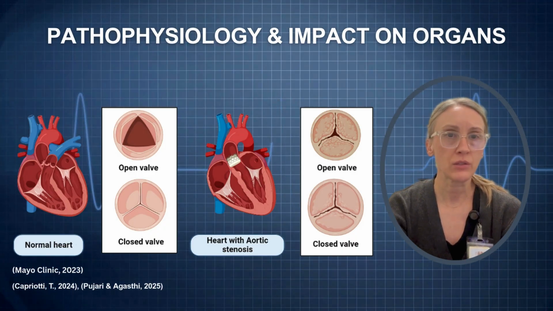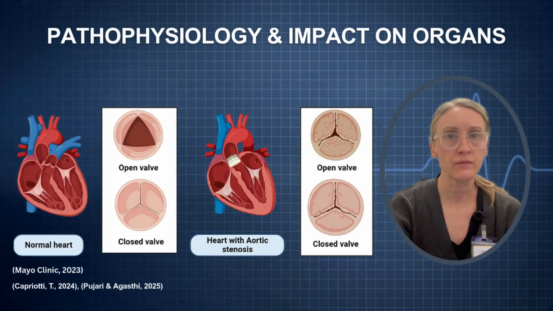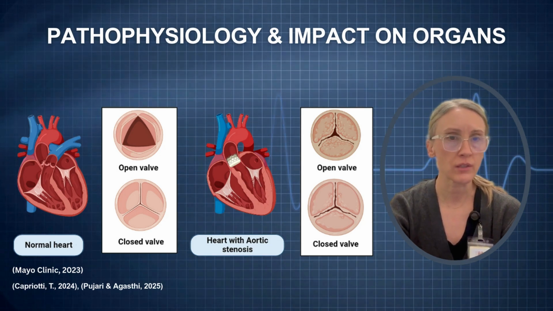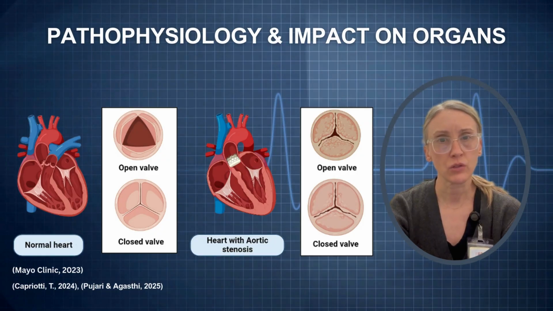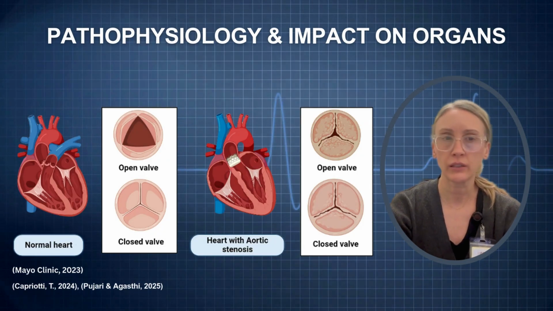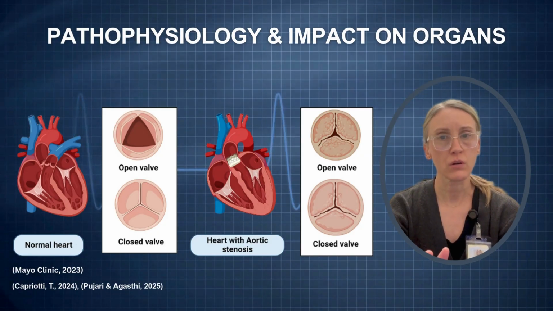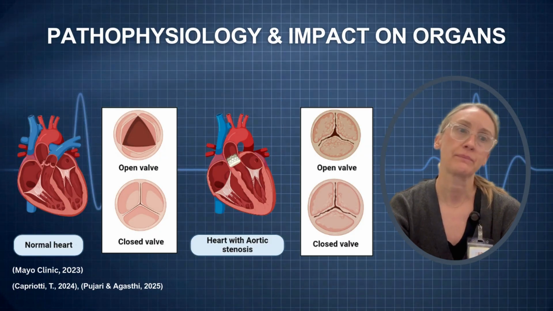This narrowing can be due to scarring and buildup of calcium in the valve flap over time, and this is primarily what we'll see in the older populations. It can also be due to contracting rheumatic fever in childhood, or it can be due to a birth defect where only 2 cusps or heart valves grow instead of 3.